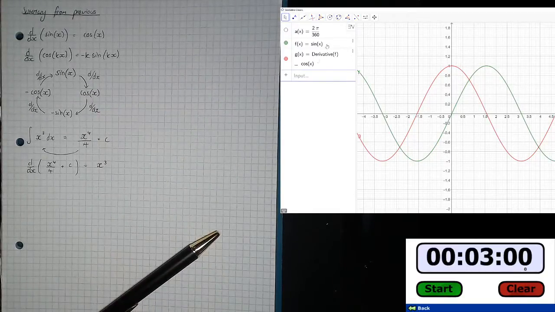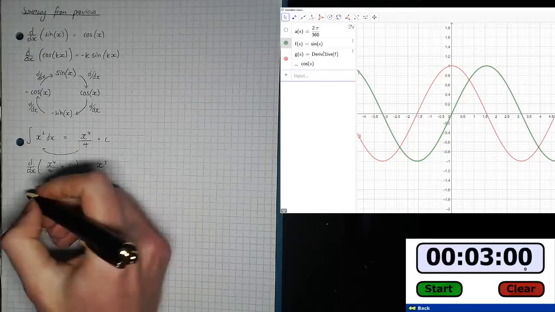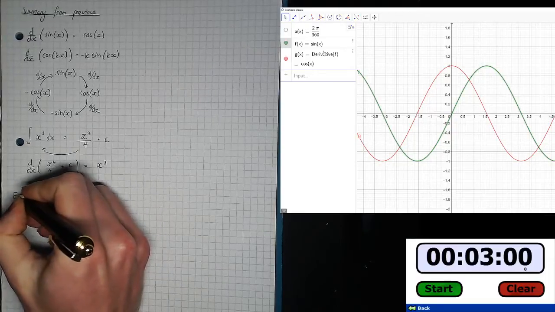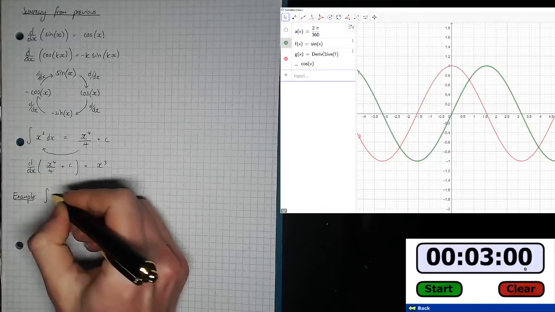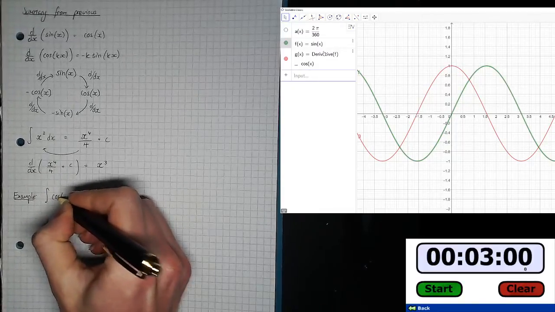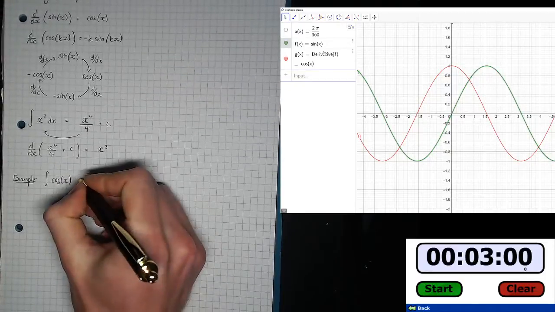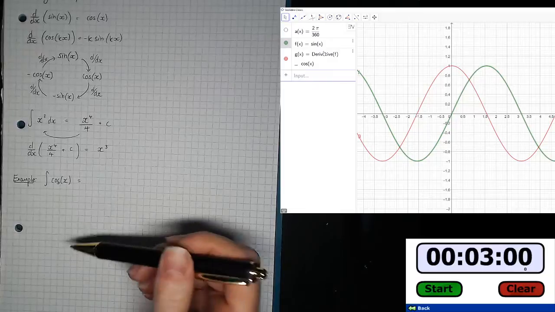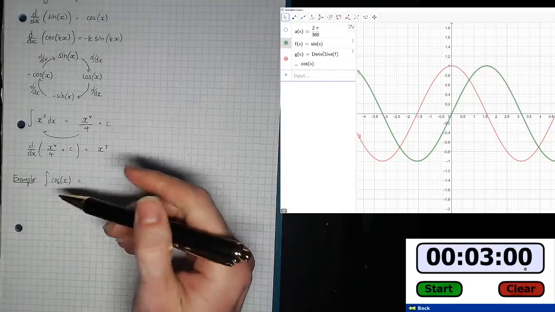Okay. And the easiest way to start off with this is to think about cos. Okay. If I were to try and think about what is the integral of cos x, what I would have to think about is what would I have to differentiate to give me cos x?